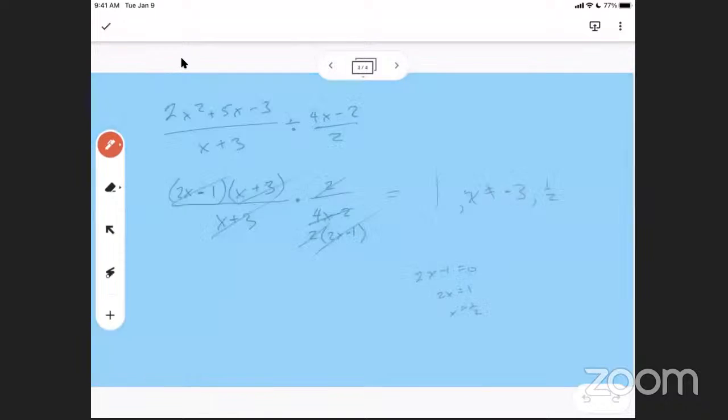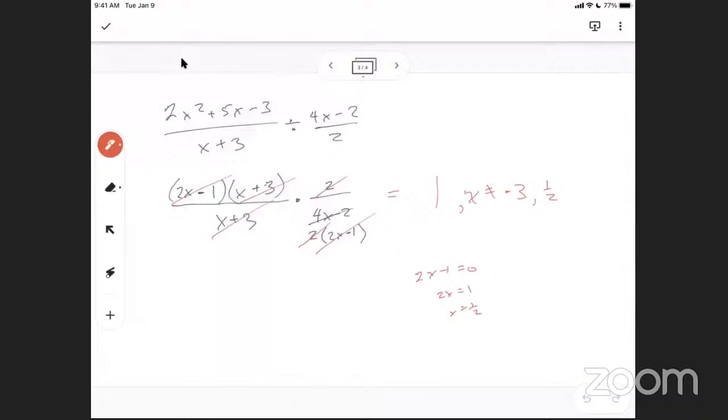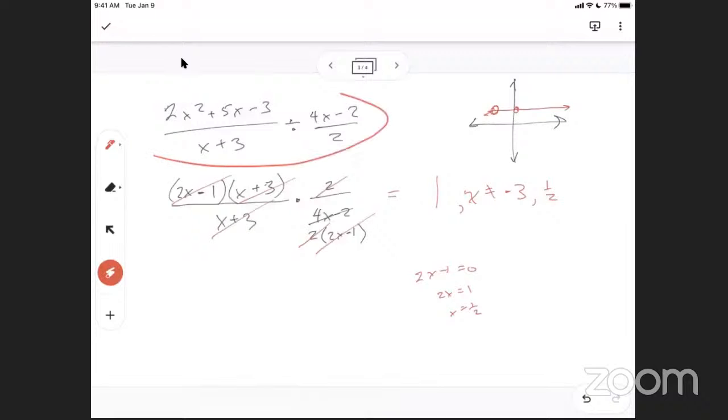This last graph that we just did is basically just a line, a horizontal line. So here's my XY axis. This is a horizontal line at 1, but the difference is there's a hole at -3 and there's a hole at 1/2. That's what this graph actually is if you were to graph it. If you were to say y equals this, it would be a line.